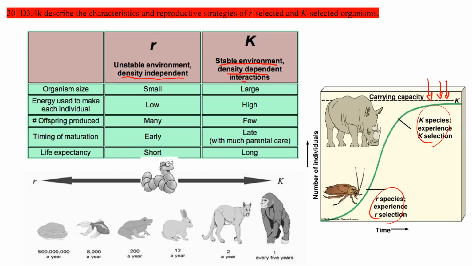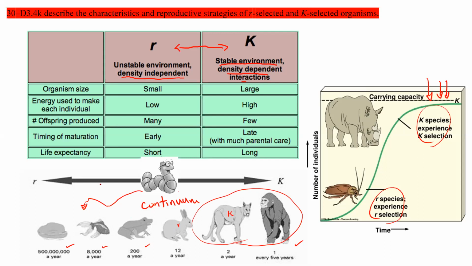Now here's the kicker on this. The worm is probably going to be placed somewhere around here, okay? Here's some slime mold, 500 million a year, okay? 8,200, one every 5 years. So notice that this is a continuum. When we talk about R and K selected, it's on a continuum. We say that the rabbit is R selected compared to the cougar, and that these tend to be K selected species, where these are more on the R selected spectrum.